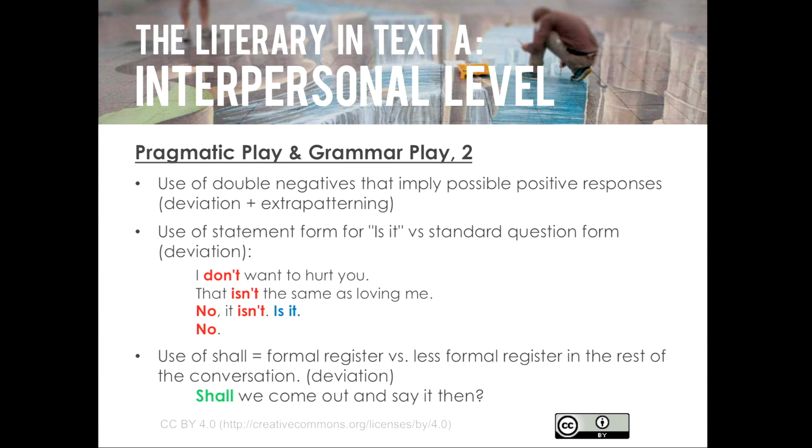So also on the interpersonal level, continuing with pragmatic play and grammar play, you have the use of double negatives, which can imply a potentially positive response, so deviation. And along with it is what you had mentioned, the use of statement form, "is it," versus the standard question form. So, "I don't want to hurt you. That isn't the same as loving me. No, it isn't. Is it? No." So you have these double negatives, which normally should imply, well, maybe. It could be, it's possible, right?